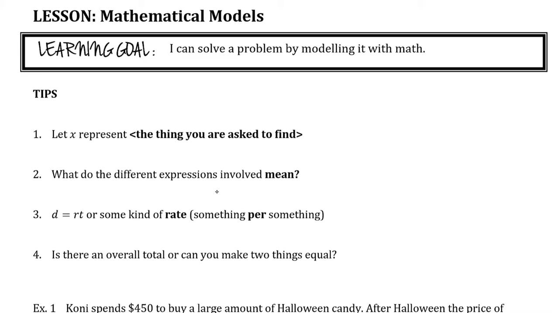And then you think, is there some overall total? 2 things add up to a total? Or can you make 2 things equal in some way? This and this would be equal. So you're going to have a couple of expressions. Do they add up to a total, or do they equal each other in some way? And we'll kind of see, I'll show you a little bit of an example of both. That you can set these things up in slightly different ways.